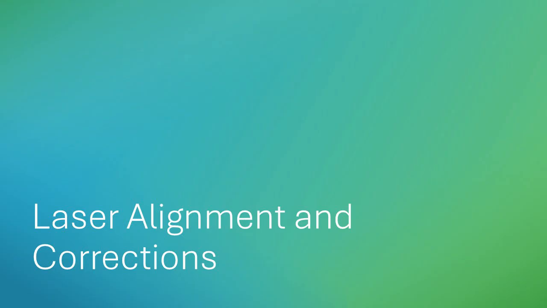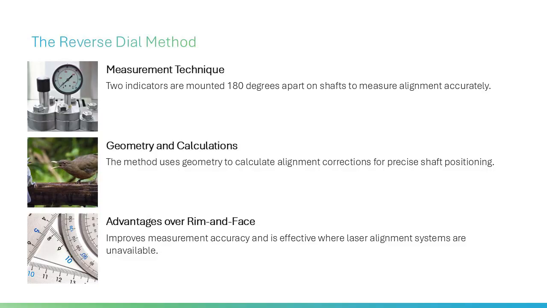The reverse dial method, laser alignment systems. The reverse dial method measures alignment using two indicators mounted 180 degrees apart on the shafts. This slide explains the method's geometry, how to calculate corrections, and why it improves accuracy over the rim and face method. The method remains useful where laser systems are unavailable.